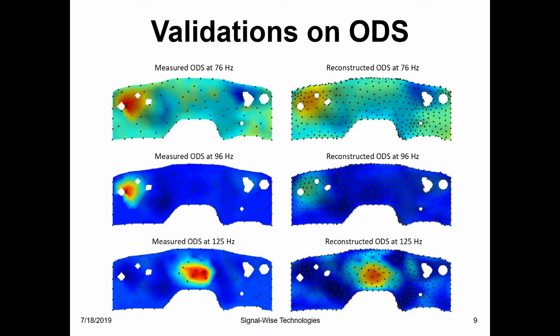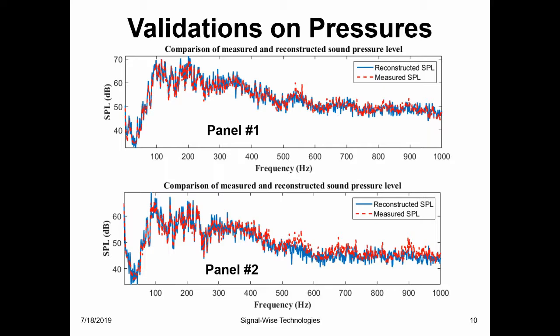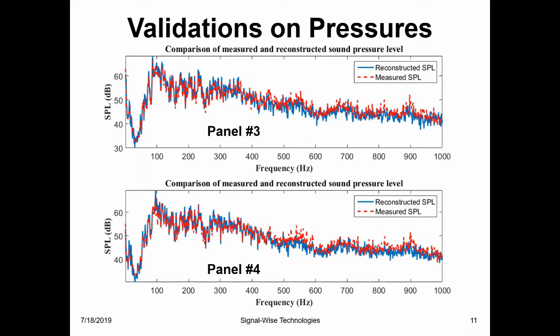Here are the comparisons of the reconstructed and measured ODS for panel number 1 at the first 6 dominant resonance frequencies. Now we show the comparisons of the reconstructed and measured spatially averaged acoustic pressure spectra for panels number 1 and 2. Results show that excellent agreements were obtained. Similarly, excellent agreements were obtained between the reconstructed and measured spatially averaged acoustic pressure spectra for panels number 3 and 4.